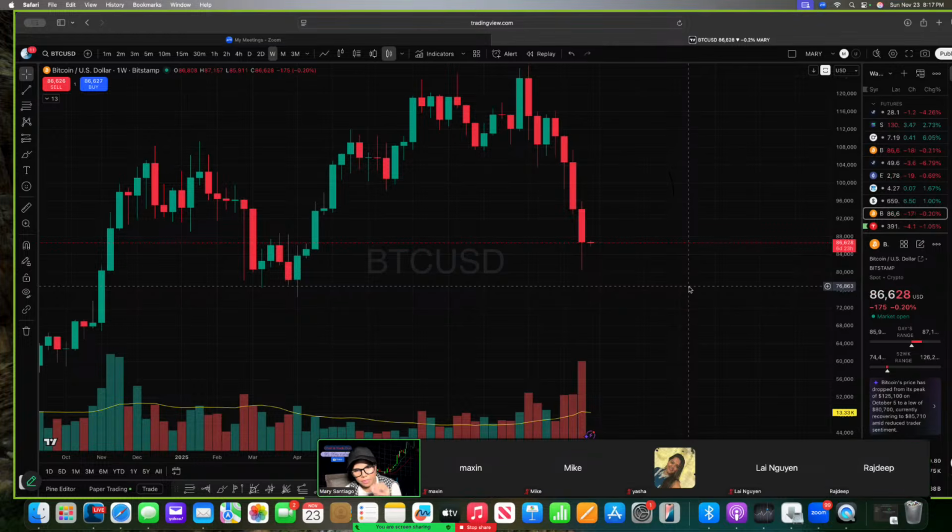You just pick the first rally, you pick the lowest low and the highest high if it's an uptrend, and if it's a downtrend, you pick the highest high and the lowest low.